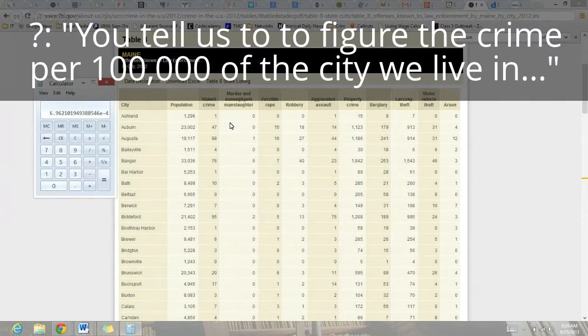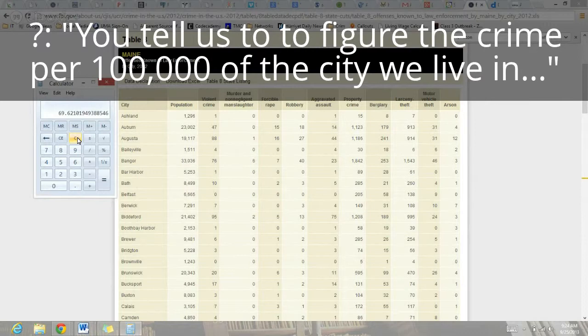Well, now that's hard to talk about, right? There are 6.96 times 10 to the negative 4 assaults per person in Bangor, which is why crime rates are discussed per 100,000. It's so that we can get past 10 to the negative 4. So what you actually do is, remember, we got this number by taking 23 and dividing it by 33,036. To get the number per 100,000, you simply multiply by 100,000. Now you have a rate of 69.62 aggravated assaults in Bangor in 2012 per 100,000 population.